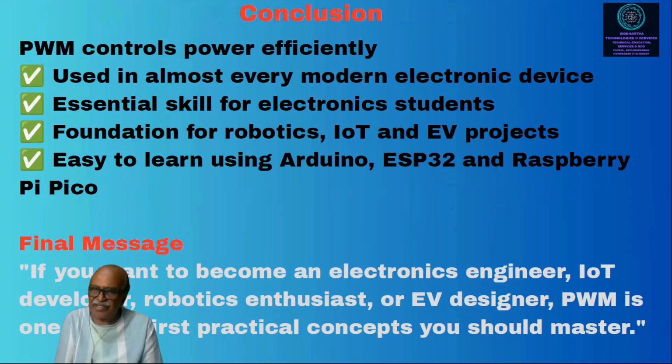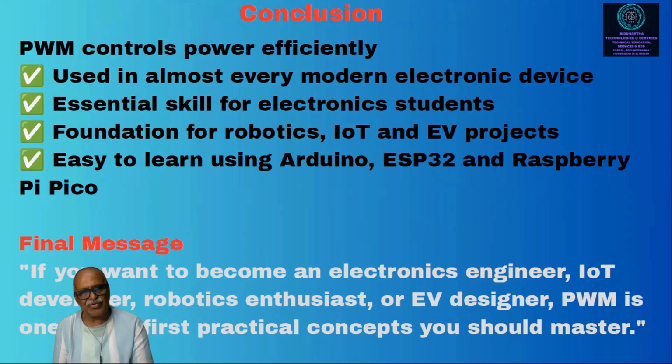Okay, so conclusion: PWM controls power efficiently, is used in almost every modern electronic device, is an essential skill for electronics students, and is a foundation for robotics, IoT, and EV projects. It is easy to learn using Arduino, ESP32, Raspberry Pi Pico. These are the 3 important boards we use nowadays. So the final message is, if you want to become an electronics engineer, IoT developer, robotics enthusiast, or EV designer, PWM is one of the first practical concepts you should try and master.